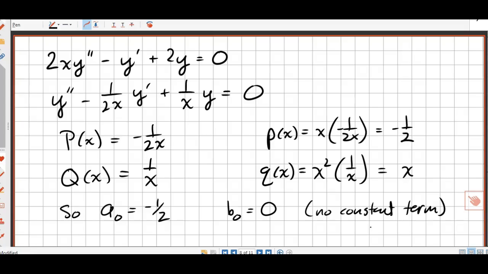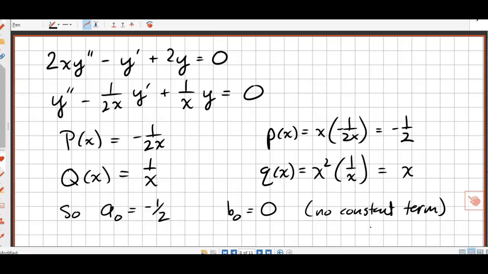All right, so if we look back at the differential equation we were working with, it was 2xy double prime minus y prime plus 2y equals 0. We divided off the coefficient of the y double prime term, so we got y double prime minus 1 over 2x y prime plus 1 over x y equals 0. So the big P function is just the coefficient function of y prime, so that's negative 1 over 2x. To get the little p function, if you remember, this is where we're checking for regular singular points, we just multiply by x. So we get x times negative 1 over 2x, which is just negative 1/2.